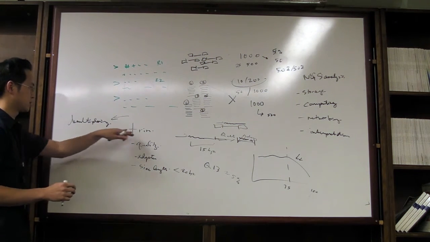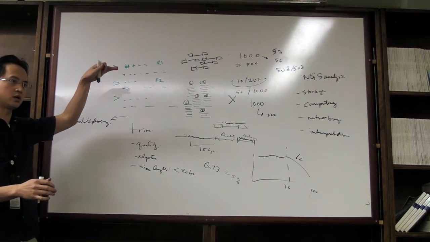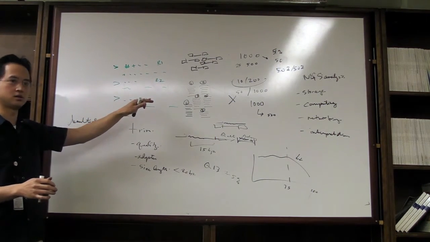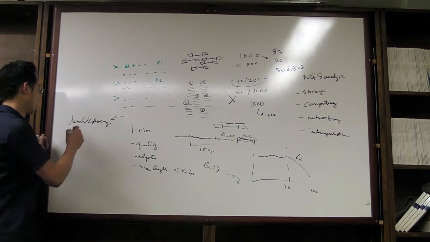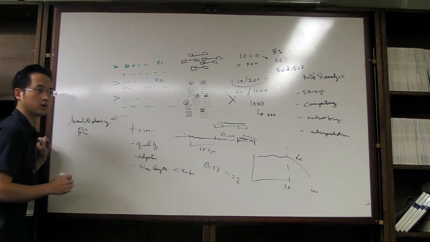So demultiplexing should go ahead of trimming. You do your QC checks, right? You do your duplication check. You want to demultiplex before you trim. Demultiplexing is basically doing the barcode sorting.